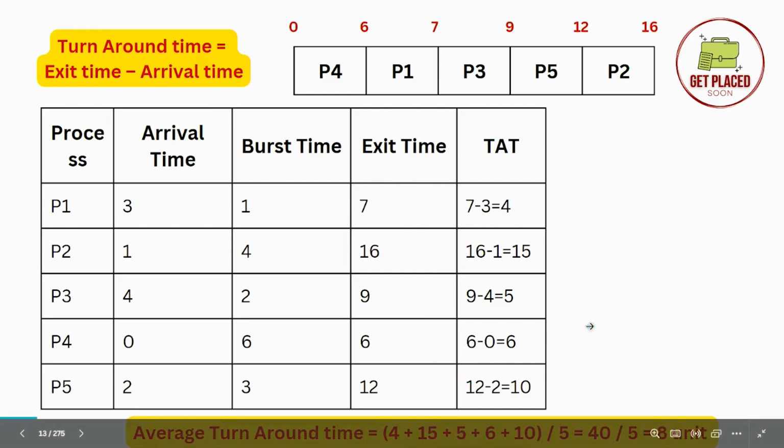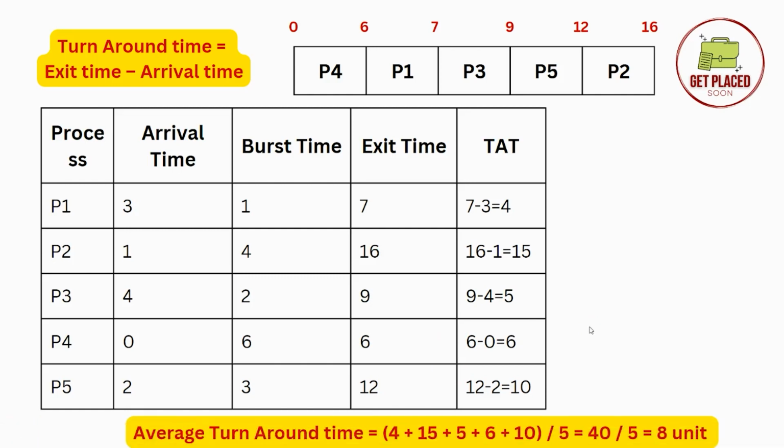Also, the question asks us to calculate the average turnaround time. You can see at the bottom I have written: average turnaround time is equal to the sum of turnaround times of all the processes divided by the number of processes. That is 4 plus 15 plus 5 plus 6 plus 10 divided by 5 processes. So 40 by 5 is equal to 8 units.